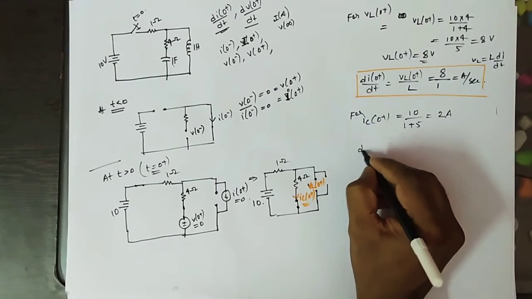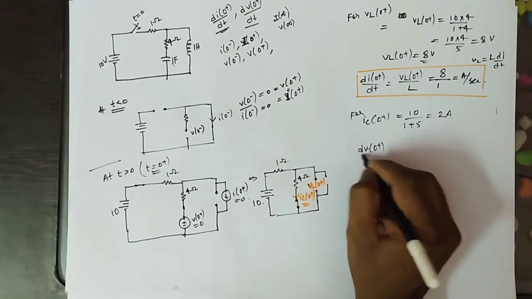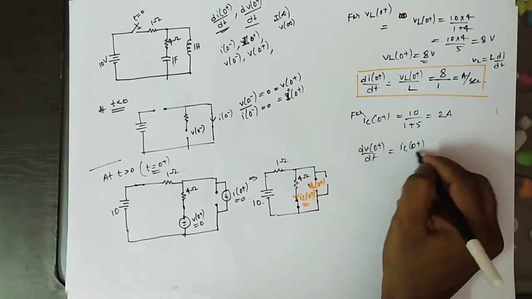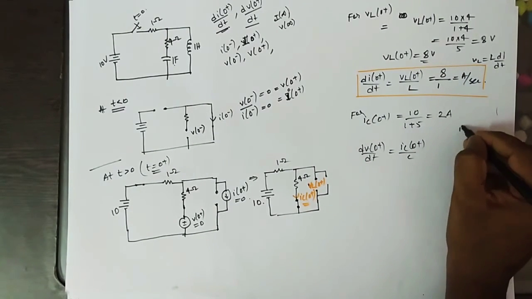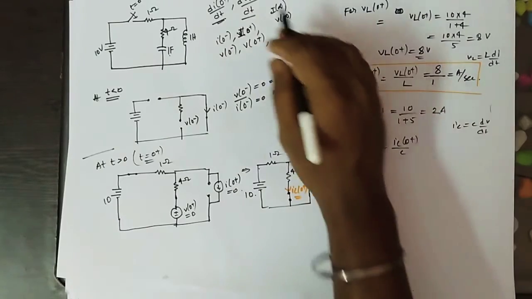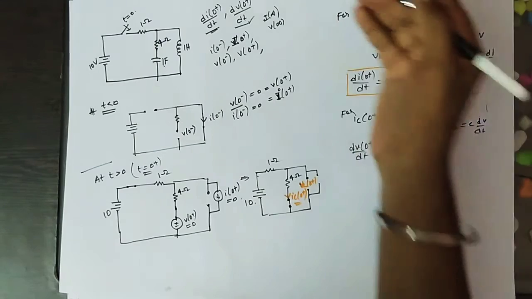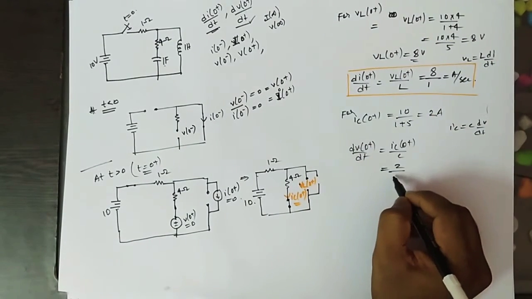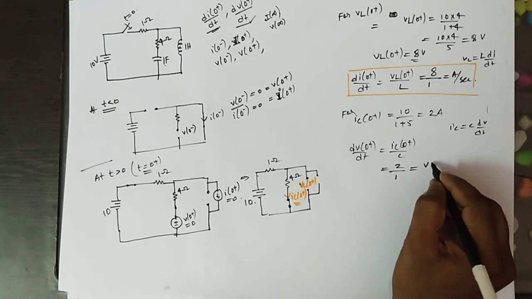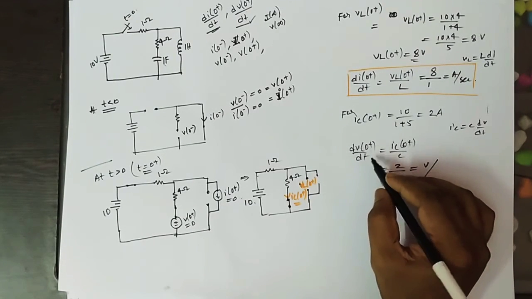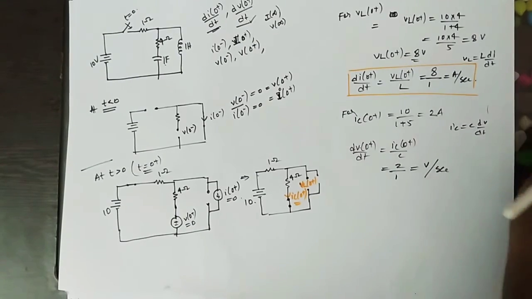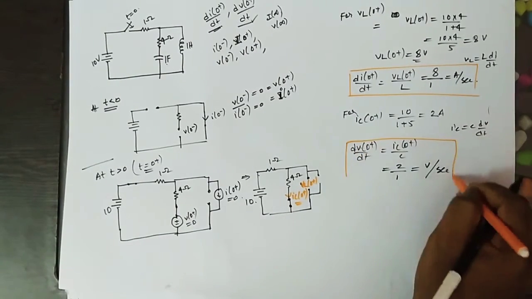So for dV of 0 plus by dt equal to IC of 0 plus by C. So IC equal to C dV by dt. By this formula we will get dV by dt. So 2 by 1 Henry, 1 capacitor, that becomes voltage for dV of 0 plus by dt equal to 2 volts per second. This also you got.